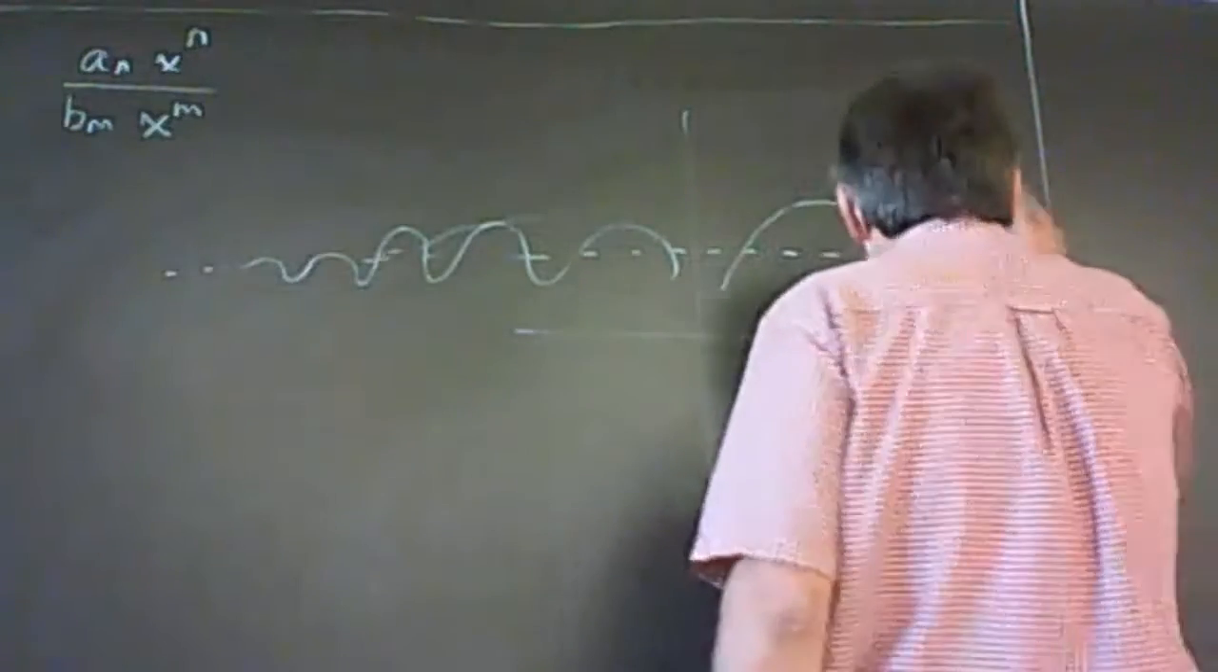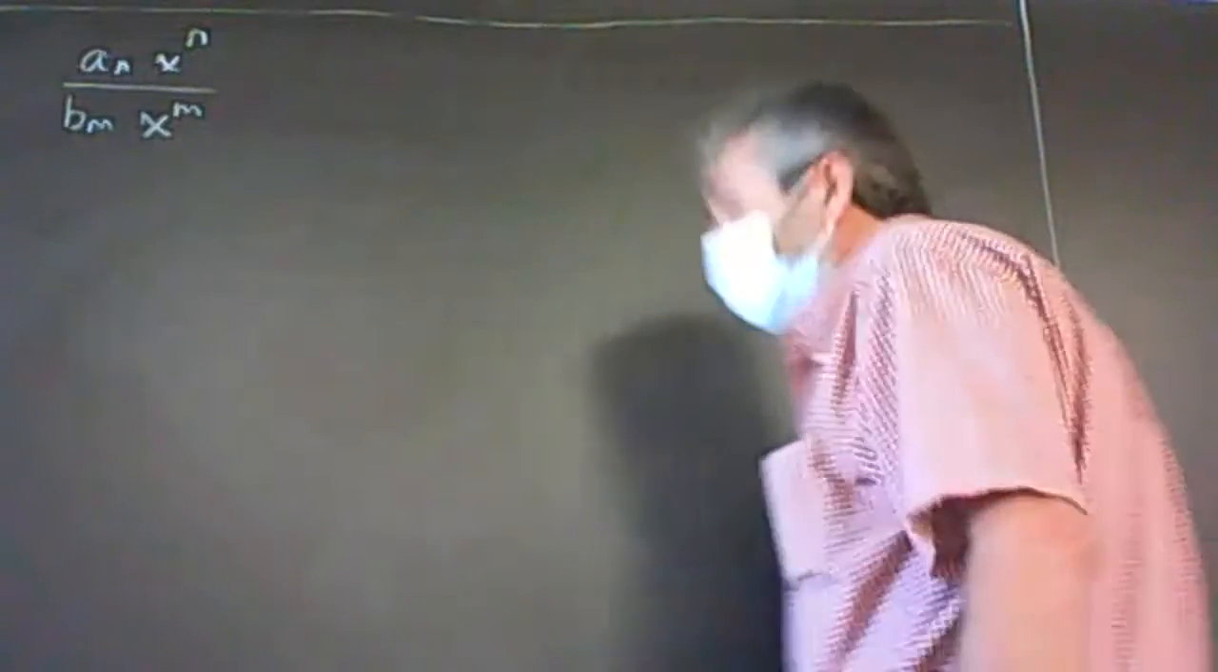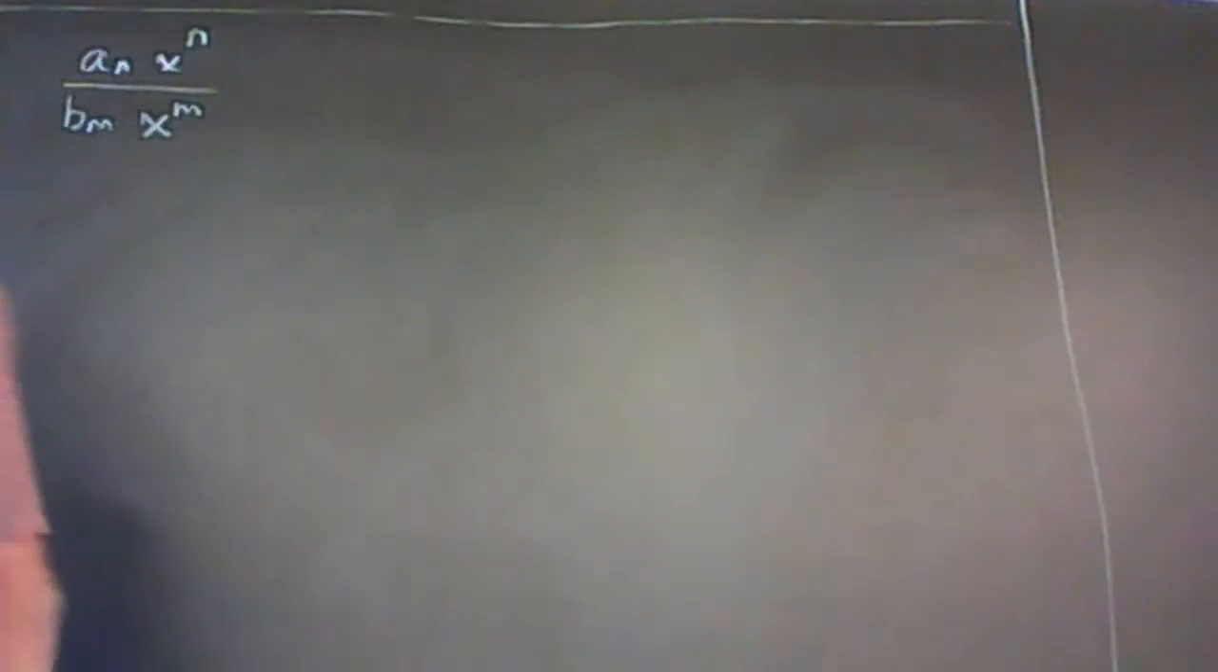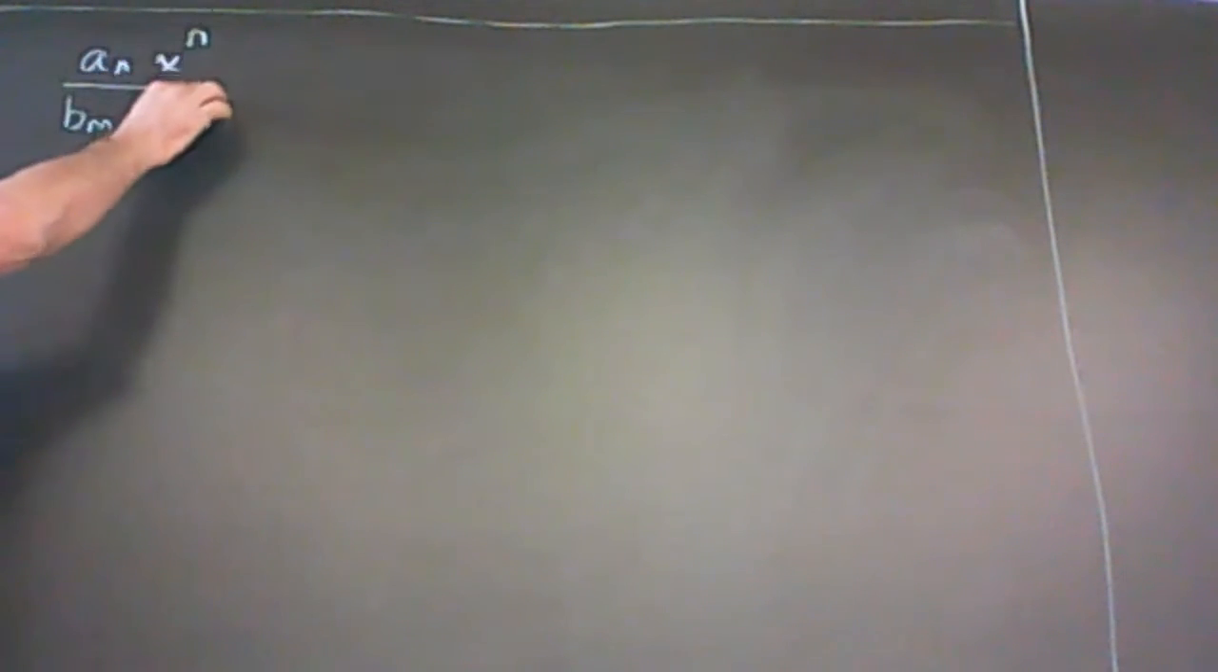So let's go ahead and take a look at how we determine the horizontal asymptote. Three conditions. We look at the exponents, n and m. Those two exponents give three conditions: either n and m are the same, or one is bigger than the other. So n could be bigger than m, or m could be bigger than n, right? Let's take a look at all three conditions.